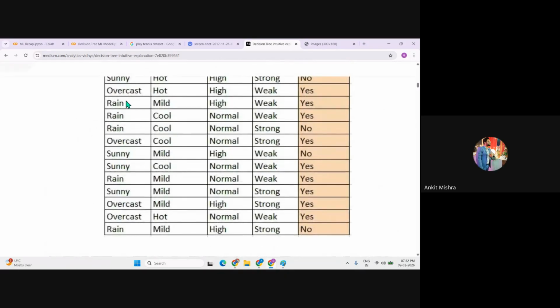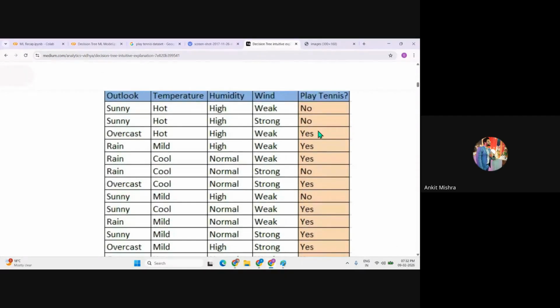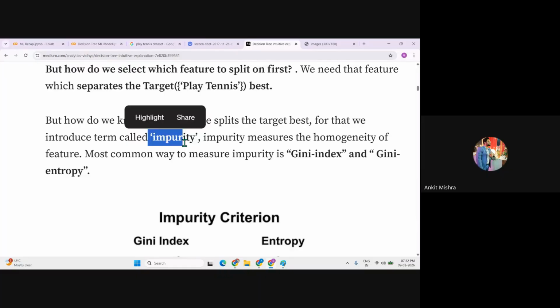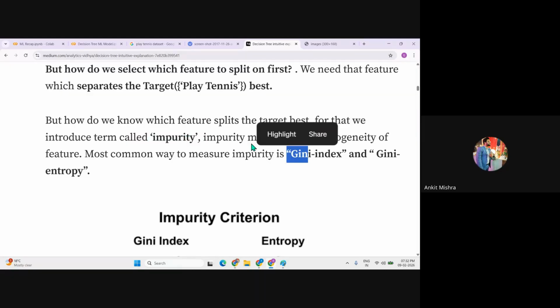Then we will check which feature, or which column, can easily segregate or separate the tennis decision, whether the player would like to play tennis or not. We'll pick each column one by one, and then we'll separate the final class, right? And we'll calculate the impurity of each column, and whatever has the highest impurity we will not consider for the root node, and whatever has the lowest impurity we will consider for the root node. I have already written the same context, right? We generally refer to this level of impurity as the Gini index and the Gini entropy.